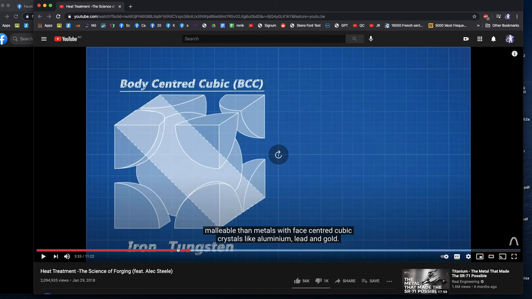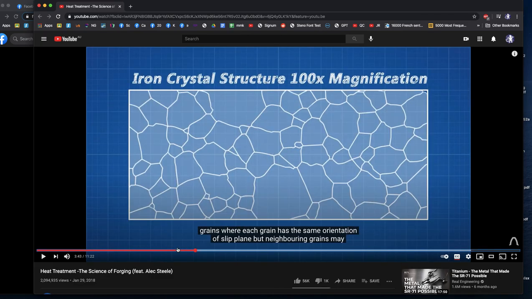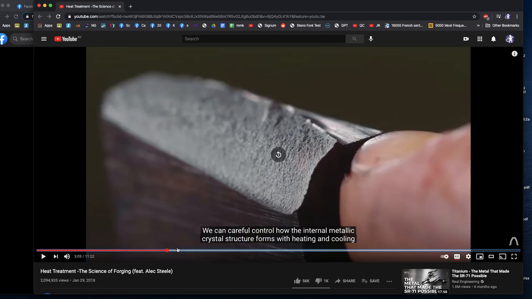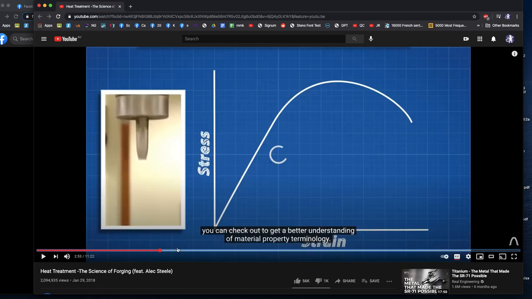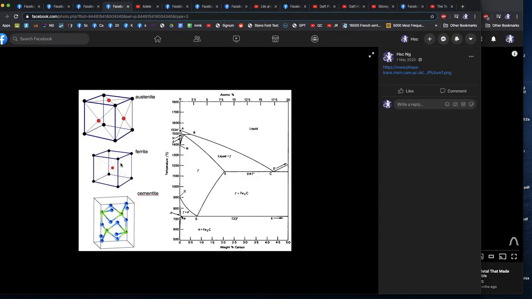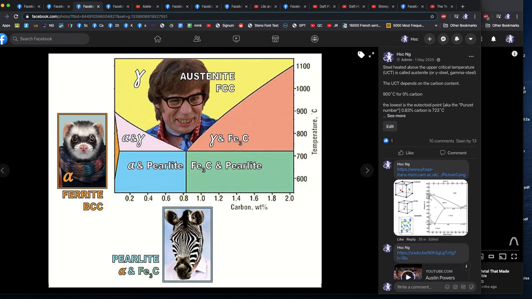So he talks about body-centered cubic, and then he compares it to face-centered cubic. And he talks about why having the combination of those two is so important. And we're going to get to where we see a combination of those two. Anyway, what happens is that at low temperatures we get this thing called ferrite, and ferrite is a body-centered cubic, BCC.